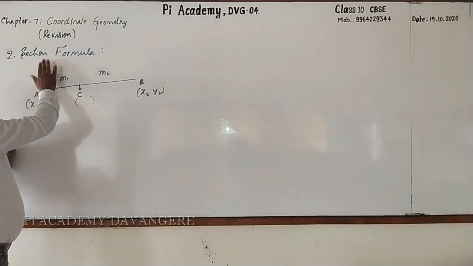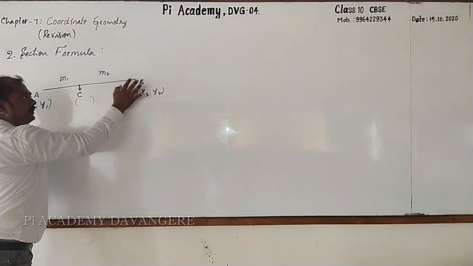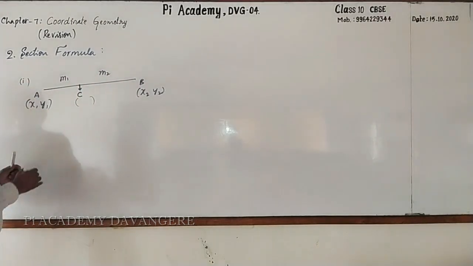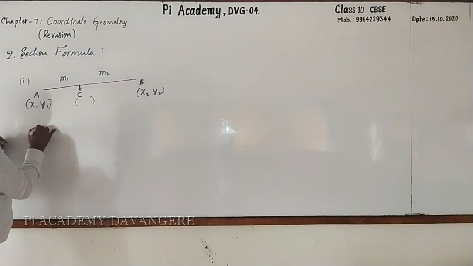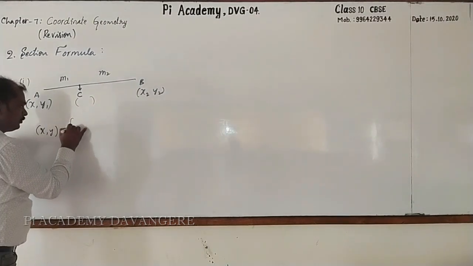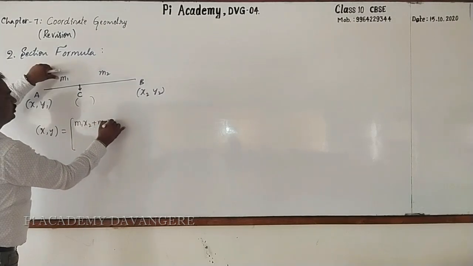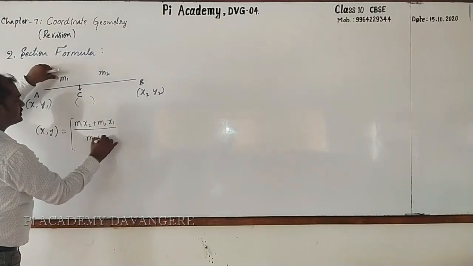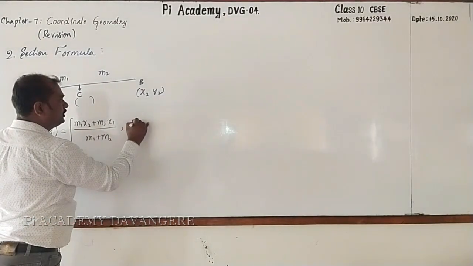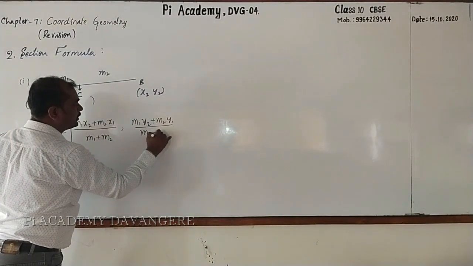Followed? The formula used to find the coordinates of a point which divides the given line segment in the given ratio. Then what is that formula? Here I write. Look here. C, you may call that x comma y, the coordinates of the point which divides the line. It is equal to, very simple: m1 x2 plus m2 x1 by m1 plus m2. Then the other coordinate is m1 y2 plus m2 y1 by m1 plus m2.